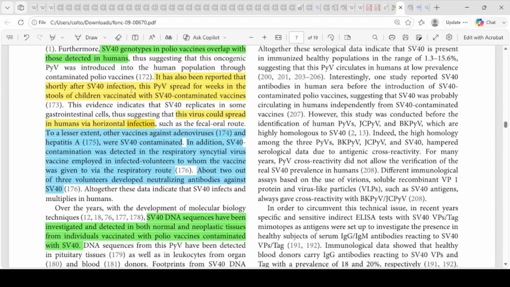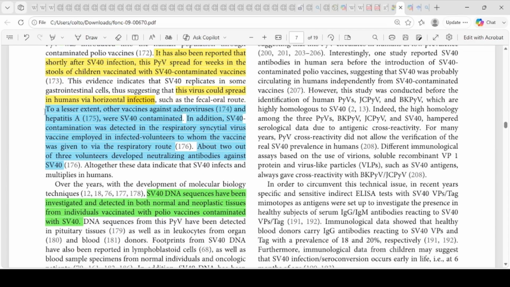They talked about how after the humans got infected, the virus might have spread to other people who weren't even vaccinated. Okay, so it says the virus spread for weeks in the stools of children vaccinated with the contaminated vaccines. In other words, these children were shedding this virus after they were vaccinated with these contaminated vaccines, and that could have presumably impacted the people around them.